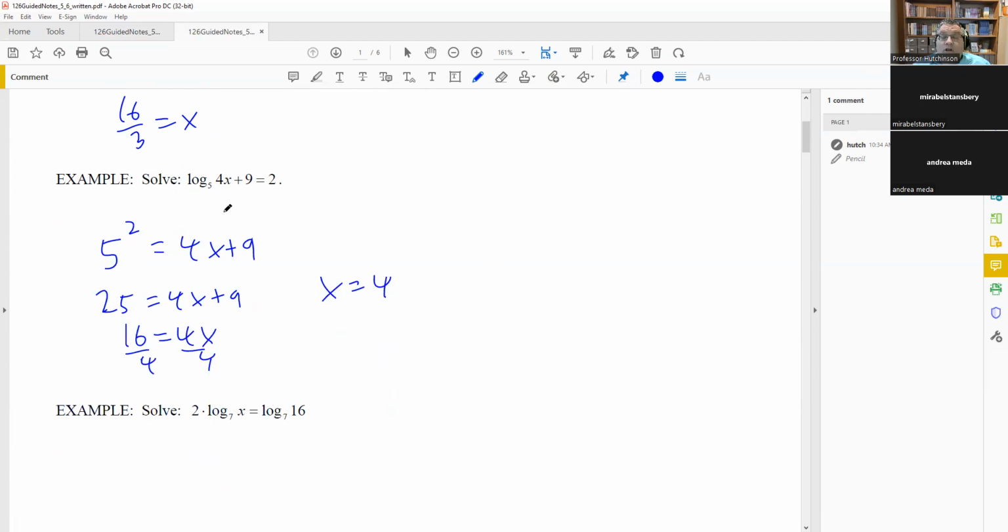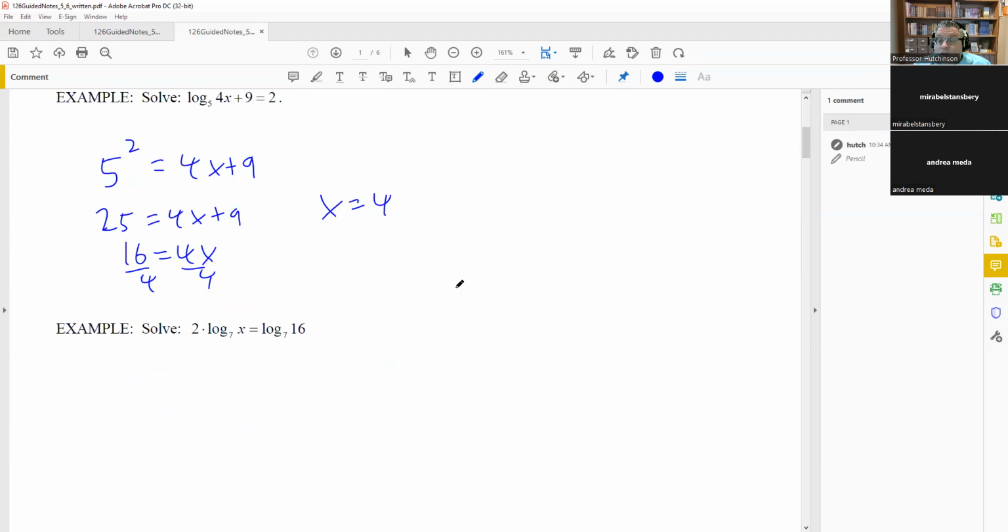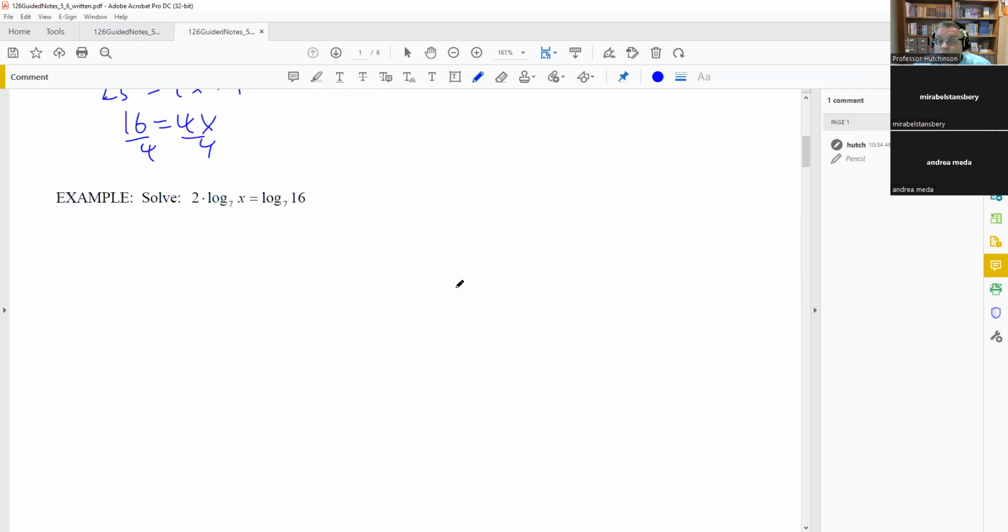So all the problems that you've seen so far in this section and previous sections only had a single log. But now the new stuff that we're going to be going over is ones where you have more than one log. So we're going to take a look at this problem.